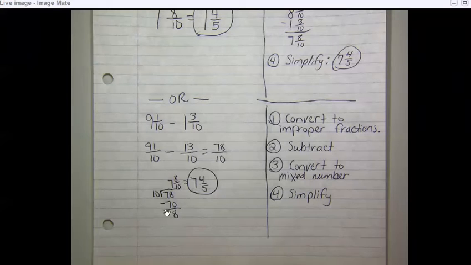7 times 10 is 70. 78 minus 70 is 8. And so with this remainder, and we're talking about tenths, it's 8/10. So we have 7 8/10. Reduced is, again, 7 4/5.